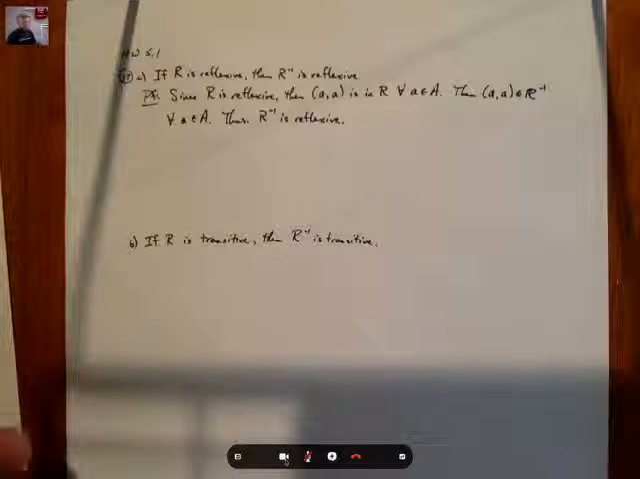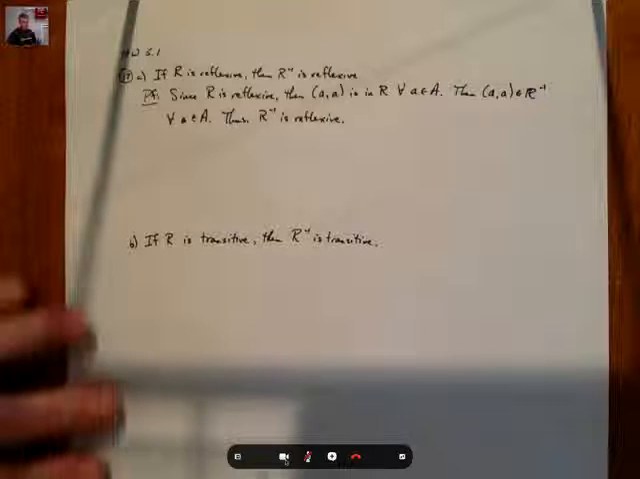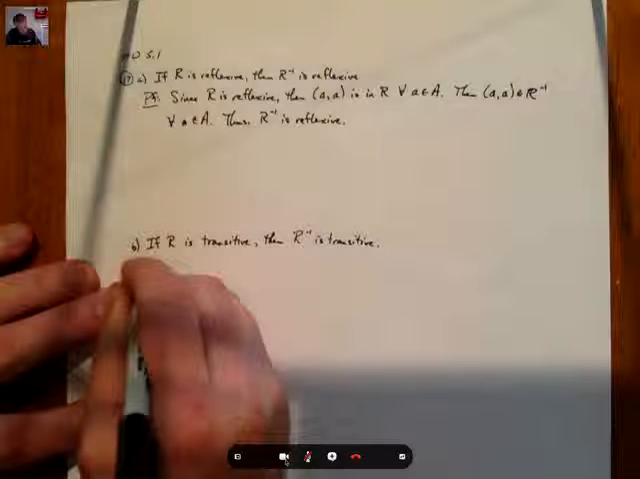So let's prove the second one. It says if R is transitive, then R inverse is transitive. Now the way you prove that is you say, well, suppose you have a related by R inverse to b, and b related by R inverse to c, or you could say you have both those ordered pairs, and then prove that there's a shortcut between a and c. All right. So we'll say that. Proof.